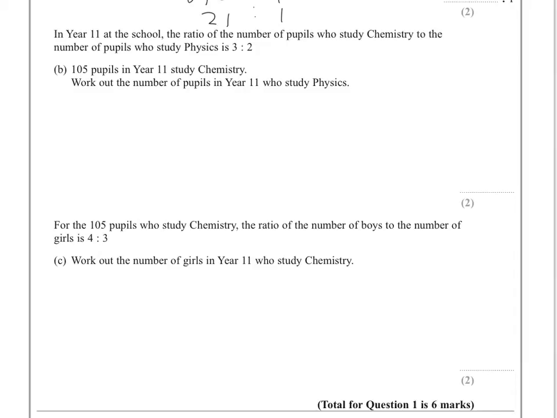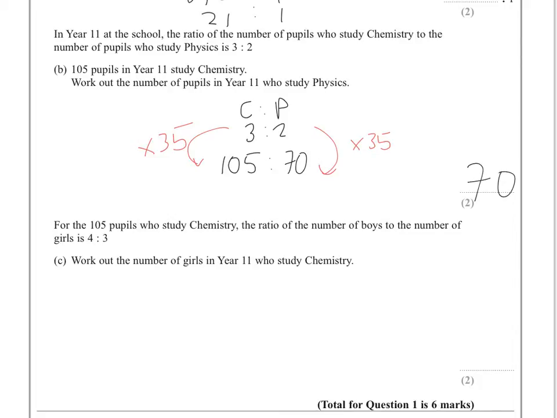Part B, 105 pupils in Year 11 study chemistry. Work out the number of pupils in Year 11 who study physics. Well, if the ratio of chemistry to physics is 3 to 2, and we've got 105 pupils that do chemistry, well, actually, 3 times 35 gives me 105, so times the other side by 35 as well, which leaves me with 2 times 35, 70. So there are 70 students who study physics.